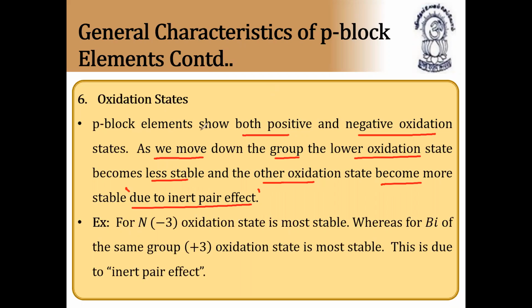P block elements show both positive and negative oxidation states. For example, nitrogen will show from -3 to +5. As we move down the group, the lower oxidation state becomes less stable and the other oxidation state becomes more stable due to inert pair effect. For example, in nitrogen the -3 oxidation state is more stable, whereas in bismuth of the same group the +3 state is more stable. This is due to inert pair effect. What is inert pair effect? Very, very important. Please note down.